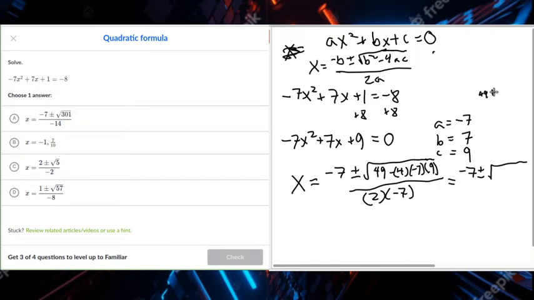plus 28 times 9. 8 times 9 is 72, 252, which makes 301. The square root of 301 all over 14. Negative 14.